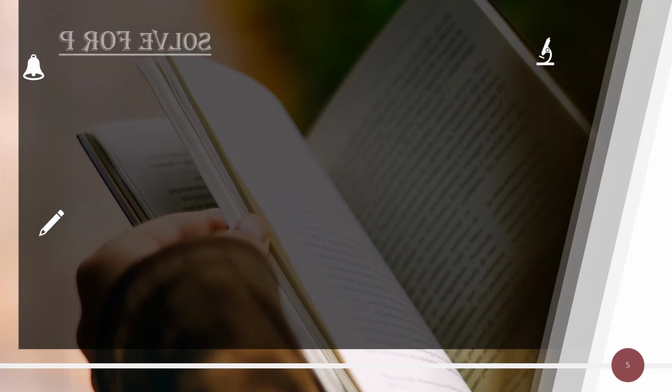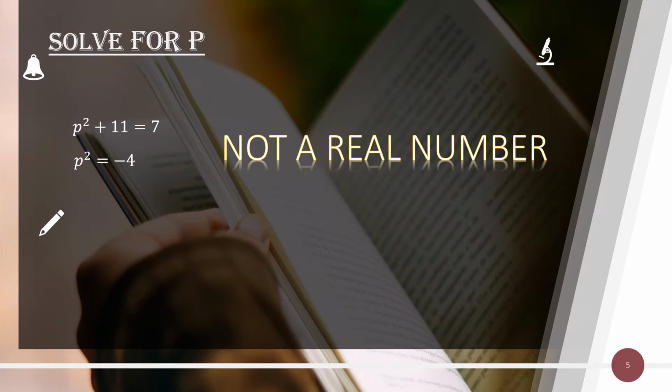Here we will solve for p. P squared plus 11 equals 7. P squared equals negative 4. What number times itself equals negative 4? None. This is not a real number.